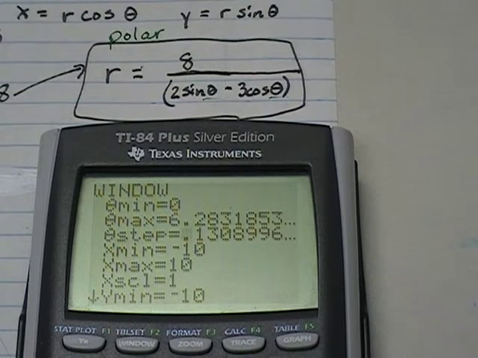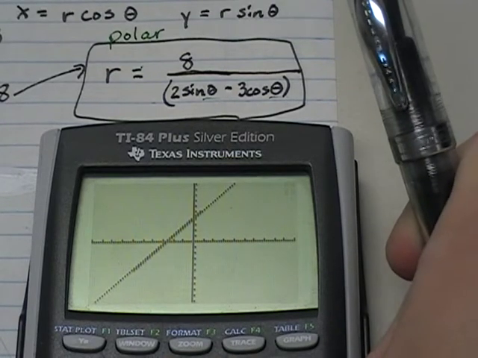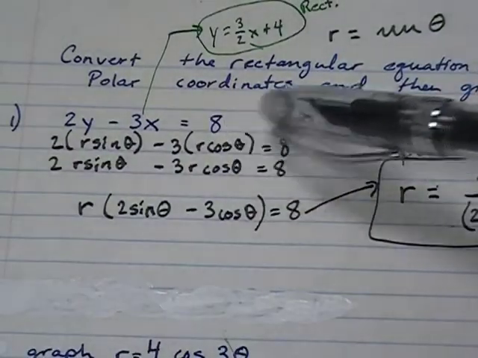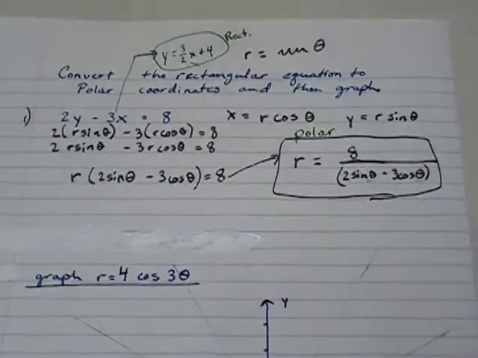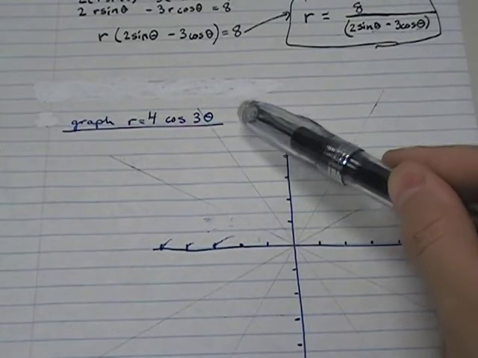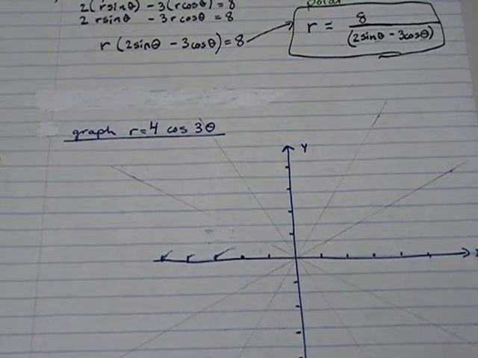I'm actually going to make theta step equal to 1 and hit graph again. And we see it's the same thing. It's a straight line. It's pretty hard to mess up a straight line. Okay, so we're going to get out of that. Now, let's go back to this. So we took this rectangular equation and turned it into polar. Great. Now, what I want to do is graph r equals 4 cosine 3 theta. When you see r equals 4 cosine 3 theta, it is very apparent to me that what we're looking at is a polar equation.